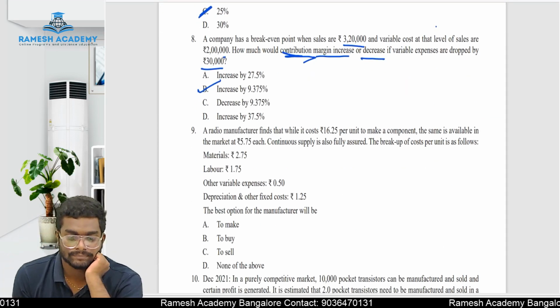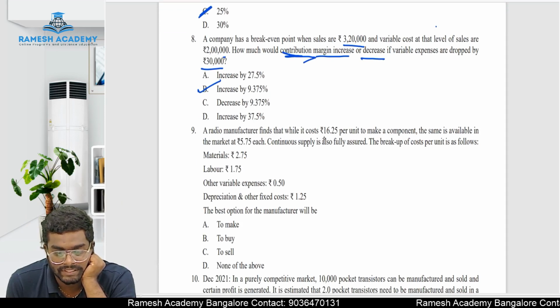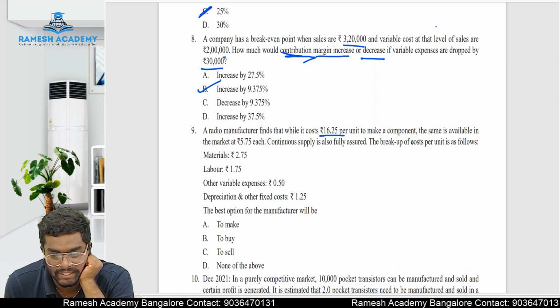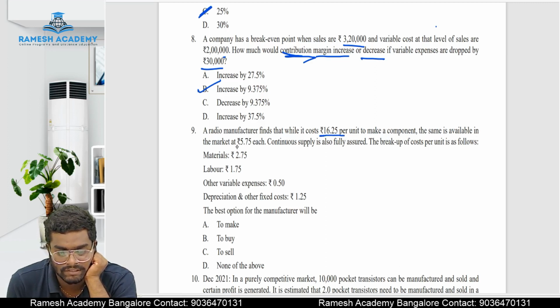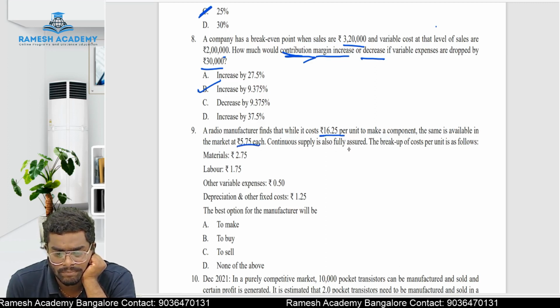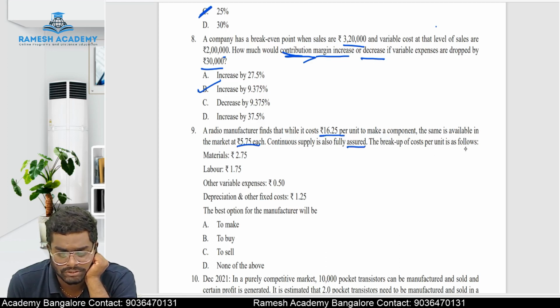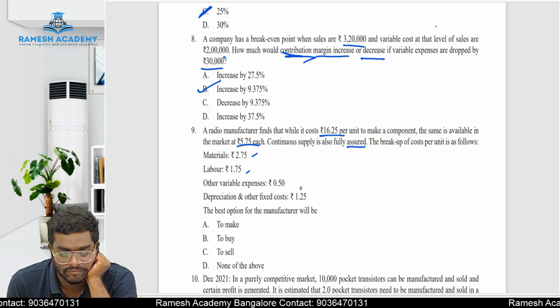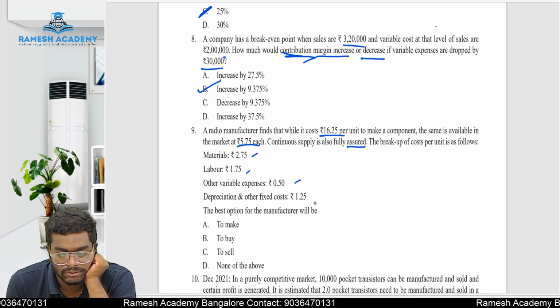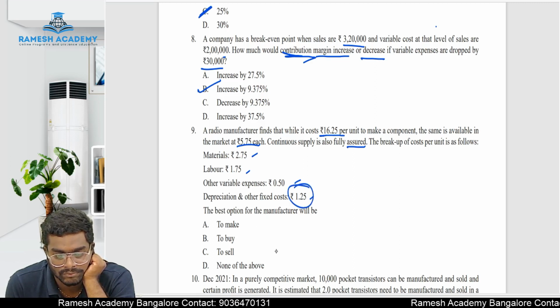Make or buy decision. A radio manufacturer finds that it costs 16.25 per unit to make a component. The same is available in the market at 5.75. Continuous supply is also assured. Breakup cost is as follows: materials 2.75, labor 1.75, variable cost 0.5, and depreciation and other fixed cost 1.25. What is the best option for the manufacturer?